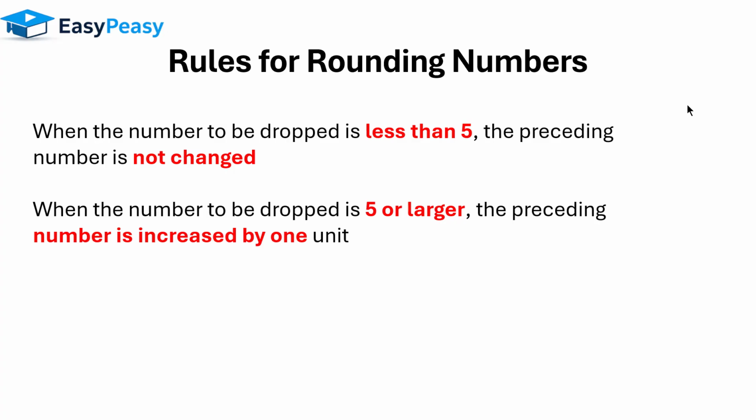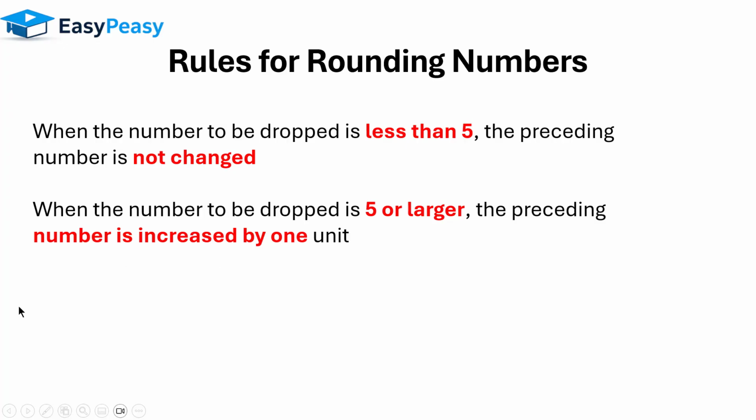Now, what are the rules for rounding up numbers? When the number to be dropped is less than 5, the preceding number is not changed. But if the number to be dropped is 5 or larger, then the preceding number is increased by 1 unit.